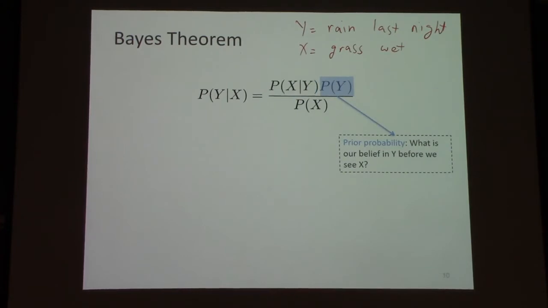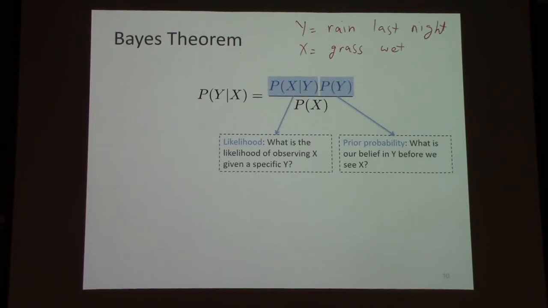So in this game we are asking what's the probability that it rained last night after we open the window and observe that the grass is wet. And Bayes' theorem says we need to have the prior probability. What's the probability that it rained? That's P of Y. What's our belief that it rains in general, independent of whether the grass is wet or not?